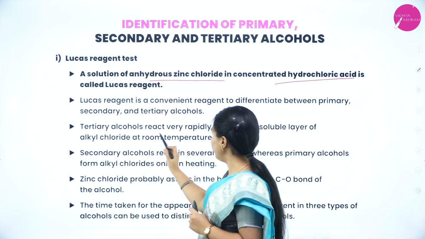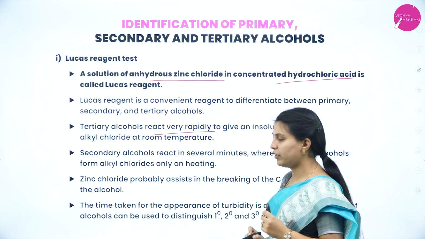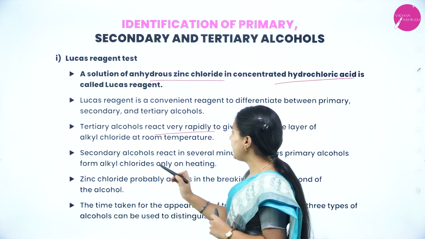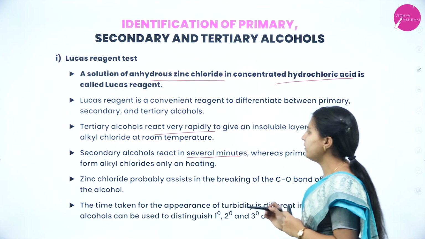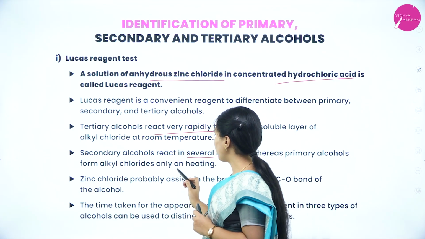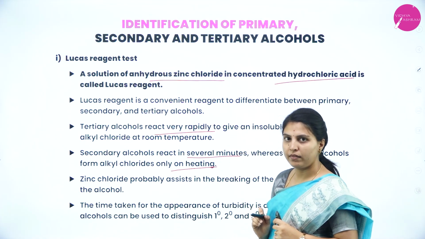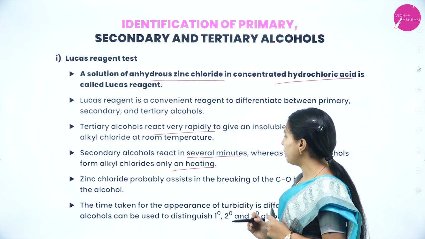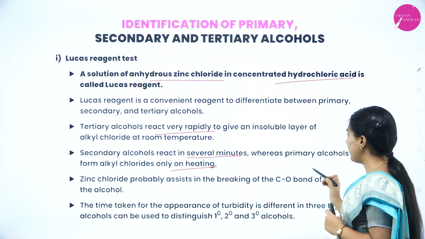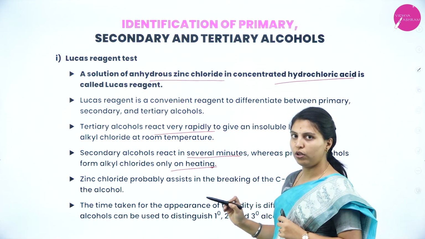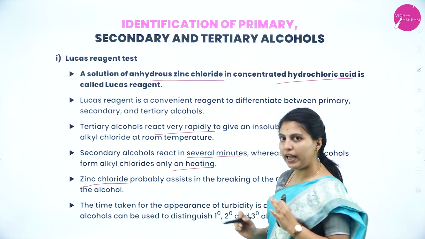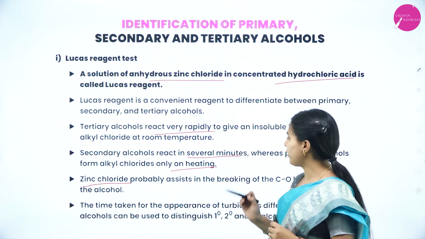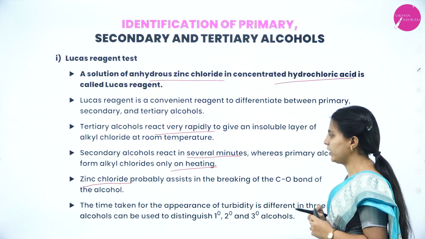Tertiary alcohols react very rapidly and the product will be insoluble. Secondary alcohols react in several minutes, whereas primary alcohols form alkyl chlorides only on heating. Zinc chloride probably assists in the breaking of the carbon-oxygen bond of the alcohol. Why is this zinc chloride given? Probably it will assist the breakage of the carbon-oxygen bond in the alcohol.